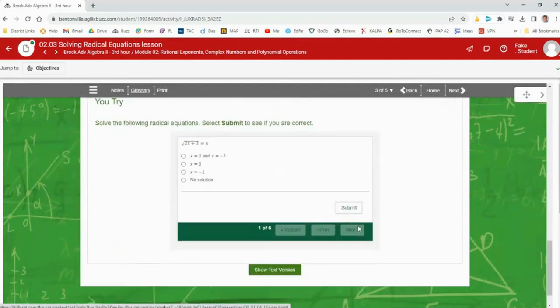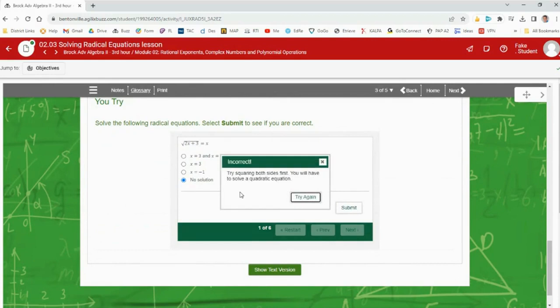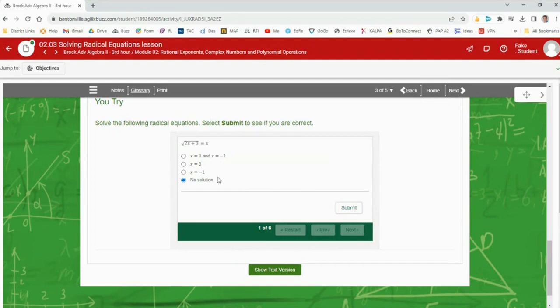All right, and then it gives some more you tries. So this is where you figure out, do you know what you're doing? You solve this on paper, choose what you think is the solution. Well, I'm going to say this has no solution, and I'll check it. And I'll say, oop, that's incorrect. So it's going to give me another chance to fix my error and I can try again. Square both sides first. You'll have to solve that equation. So once I solve it, I'll get two answers and then I'll check them both and see if I have both answers, one answer, or the other answer. 6 practice problems right there for you to try so you know if you understand.